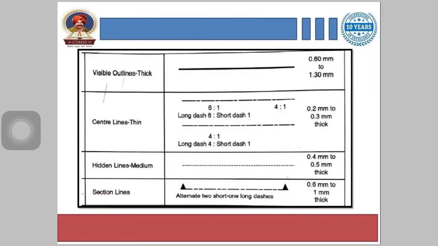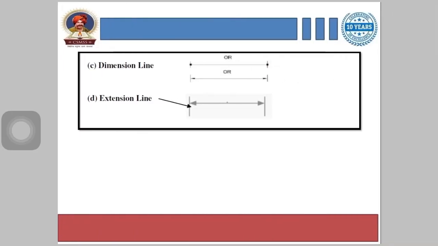This image shows us the different types of lines, that is visible outline, thick, how it is drawn, then center line, thin. It is drawn in the ratio of 6:1 or 4:1. Then hidden line, that is medium. Thickness of the lines are given on the right side. Section lines, that is alternate two short, one long dashes. Dimension lines, and last one is the extension line.